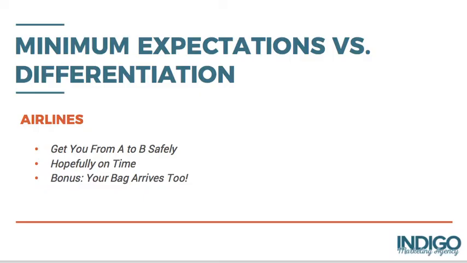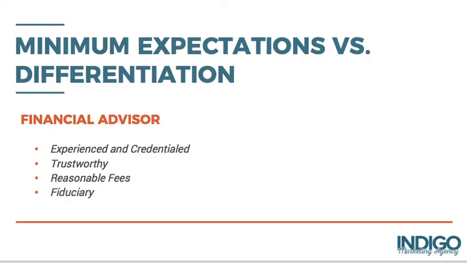With an airline, the minimum expectation we have these days is to get you from point A to point B safely. Maybe they'll get you there on time, and hopefully your bag will arrive too, but these are your minimum expectations. It doesn't differentiate the airline, because we expect that if we buy a ticket, all airlines will get us there safely.